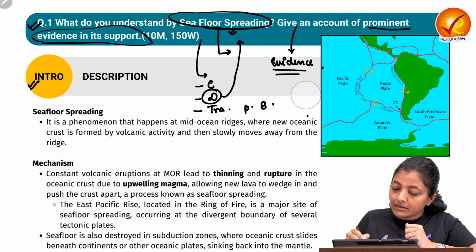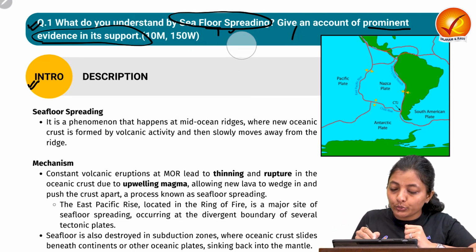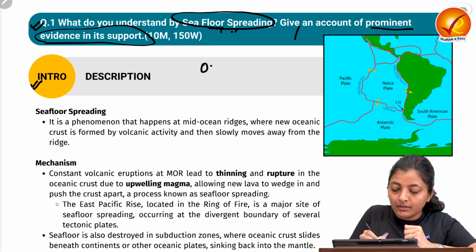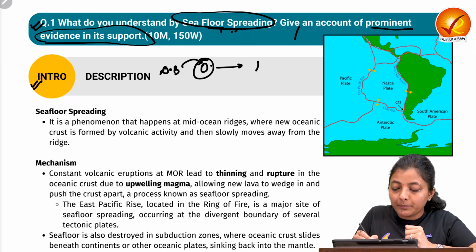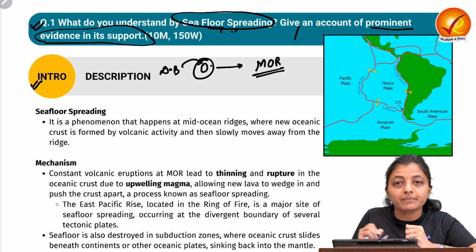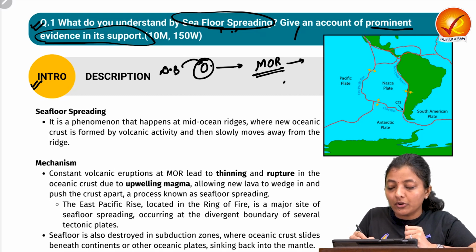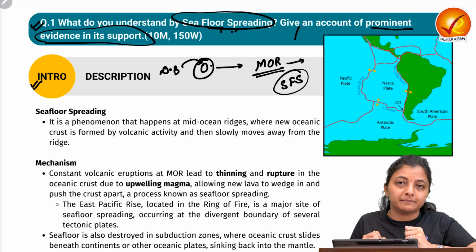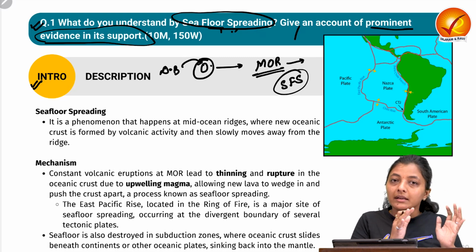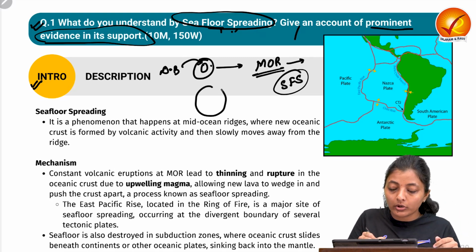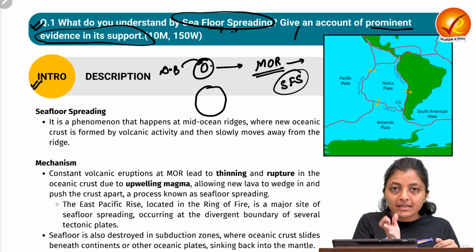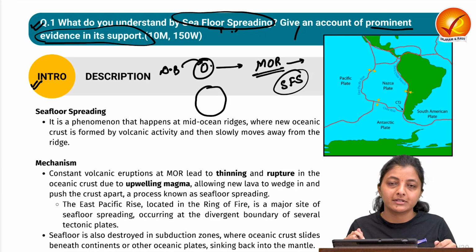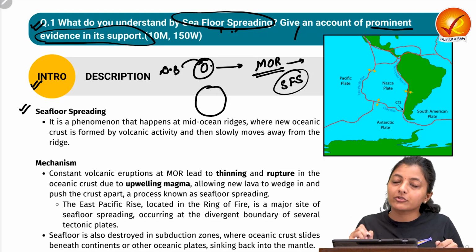And when the divergent boundary is created in the oceanic crust, it leads to the development of mid-oceanic ridges, and thus is an example of seafloor spreading. So you can write the context or the broader perspective that seafloor spreading is related to the mid-oceanic ridges and to the divergent plate boundaries. This way you can also start your introduction.